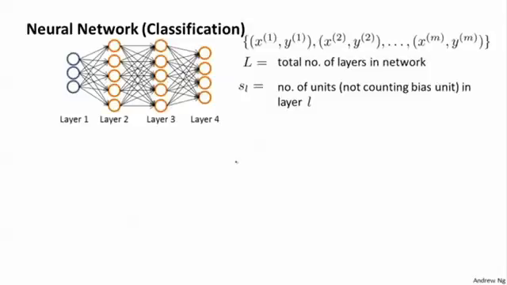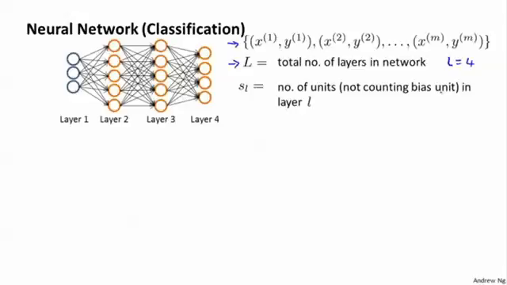I'm going to focus on the application of neural networks to classification problems. So suppose we have a network like that shown on the left, and suppose we have a training set like this of x_i, y_i pairs of m training examples. I'm going to use uppercase L to denote the total number of layers in this network. So for the network shown on the left, we would have capital L equals 4.